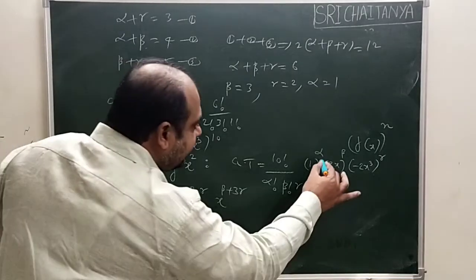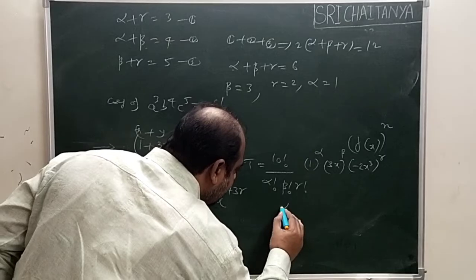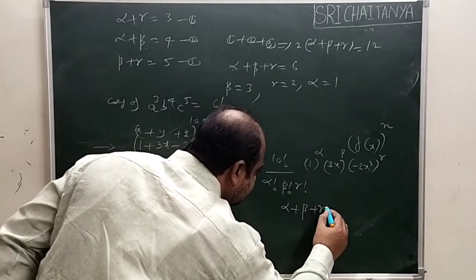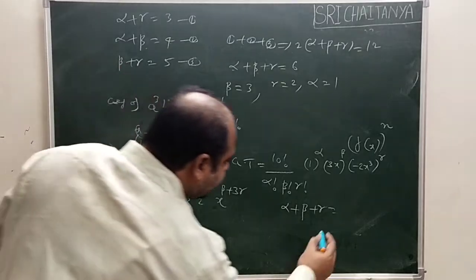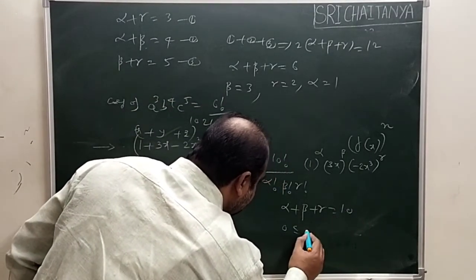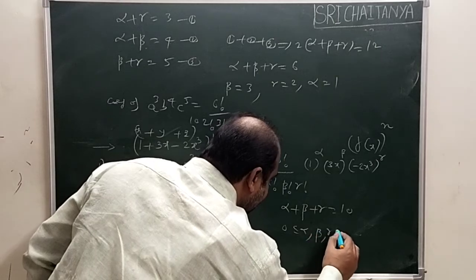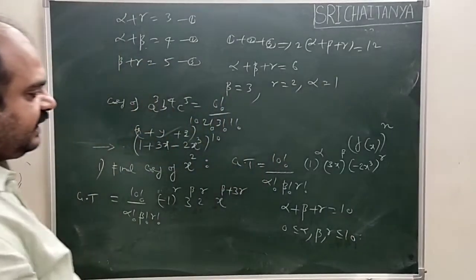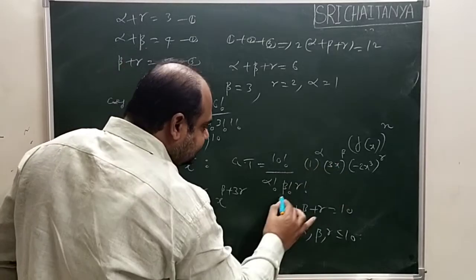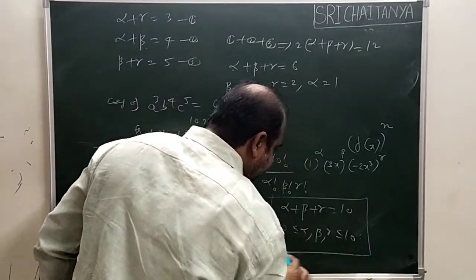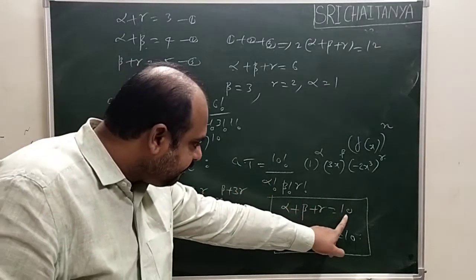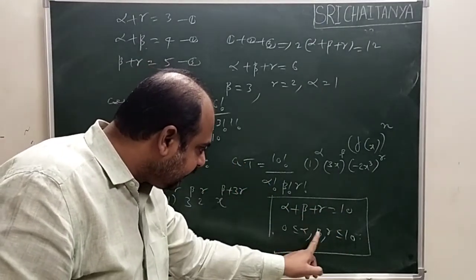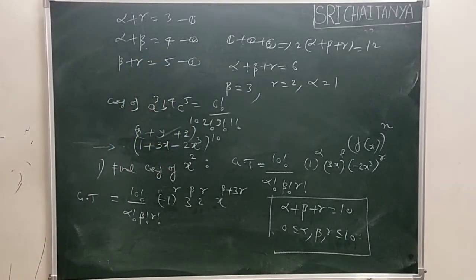Now the conditions. Always write the conditions for alpha, beta, gamma. Alpha plus beta plus gamma is 10, that is one condition. And alpha, beta, gamma always lie between 0 and 10. When you write this general term, the sum of these powers is 10, and alpha, beta, gamma lie between 0 and 10. This is the general condition for that expansion.